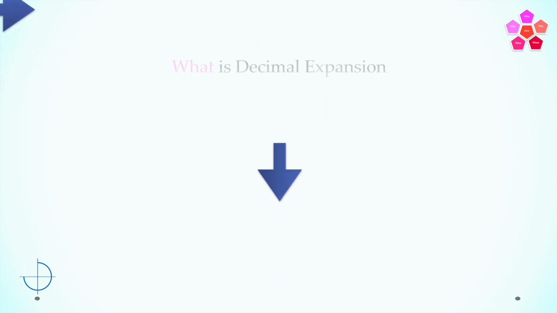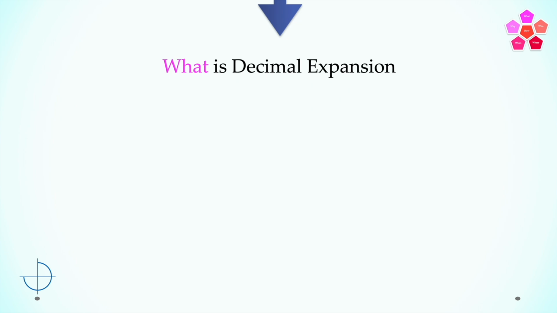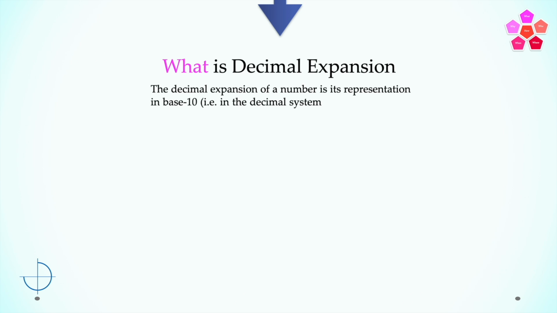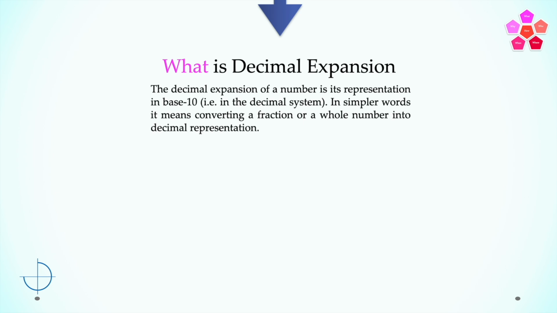In this quadrant, we'll be revisiting rational numbers and their decimal expansions. Before we go into more detail about decimal expansions of rational numbers, let's look at what a decimal expansion is. The decimal expansion of a number is its representation in base 10, that is, in the decimal system. In simpler words, it means converting a fraction or a whole number into decimal representation.